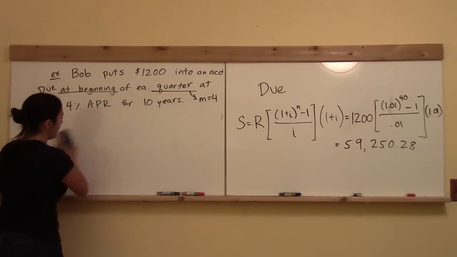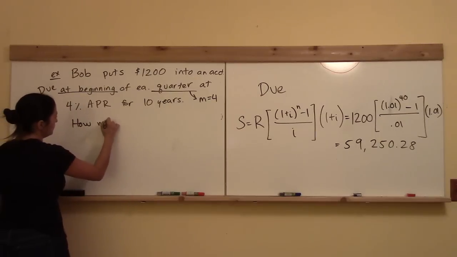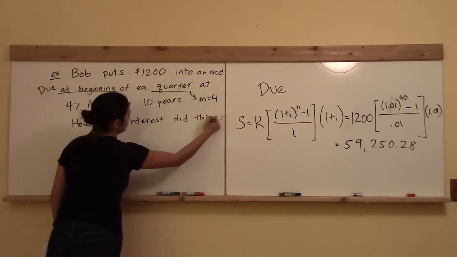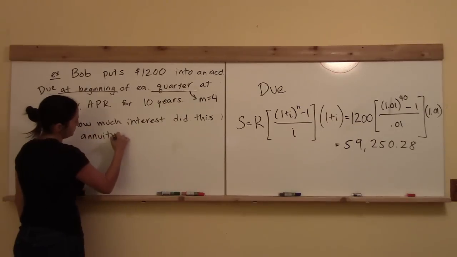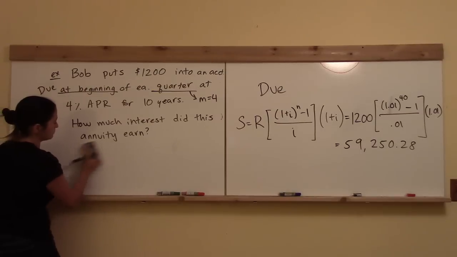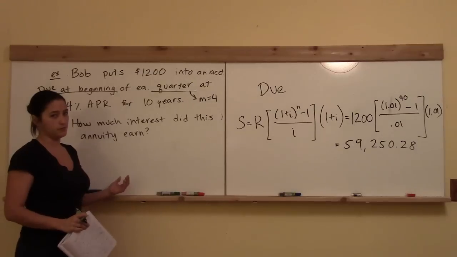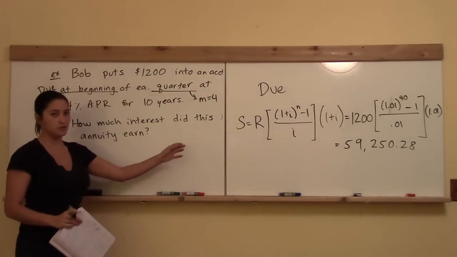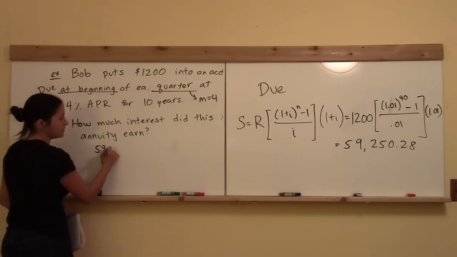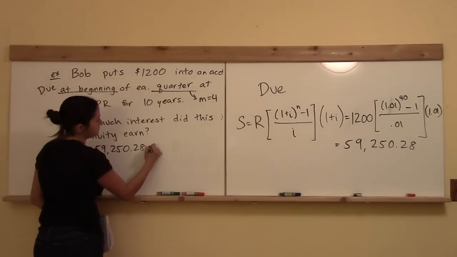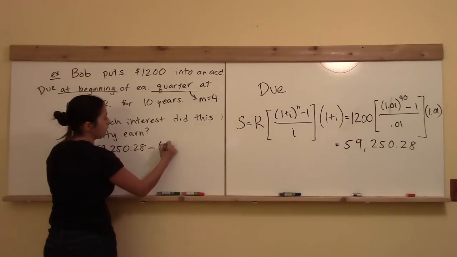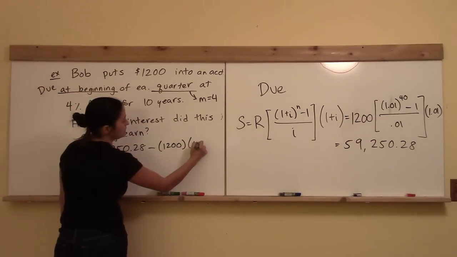In case I would say how much interest did this annuity accrue? Or did this annuity earn? Okay, and remember that the interest, well, actually, this isn't really principal, but the concept of interest is that you take the output money and then you subtract off how much money you actually put in. Okay, so I got out the $59,250.28, but how much money did Bob actually put in? He had to put in $1,200 40 times.